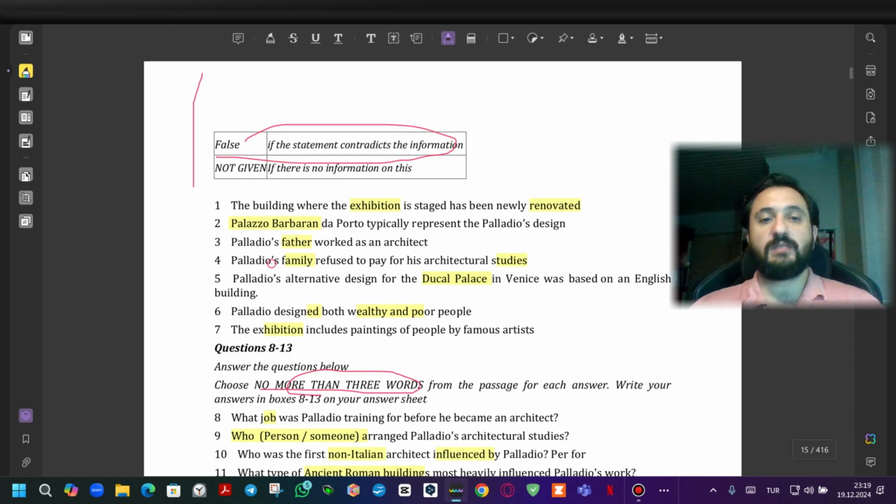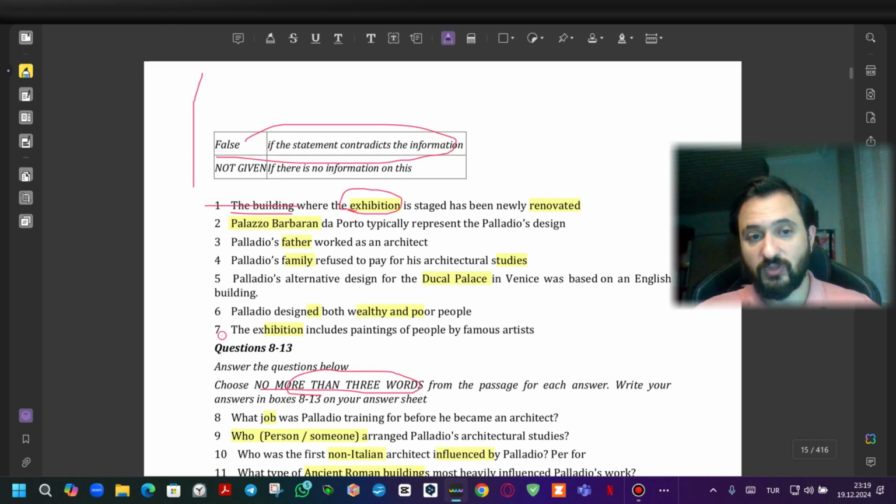So, the building where the exhibition is staged. First of all, the building is the most stupid thing to choose. Why? Because all the text is about architecture. So it's about all the buildings related. Where the exhibition is staged. If it is not given as well, you need to find something according to exhibition.